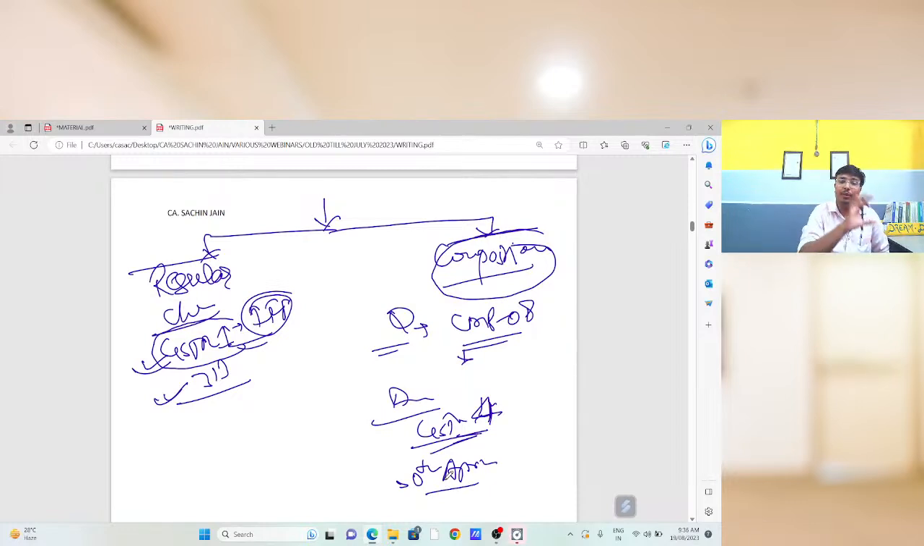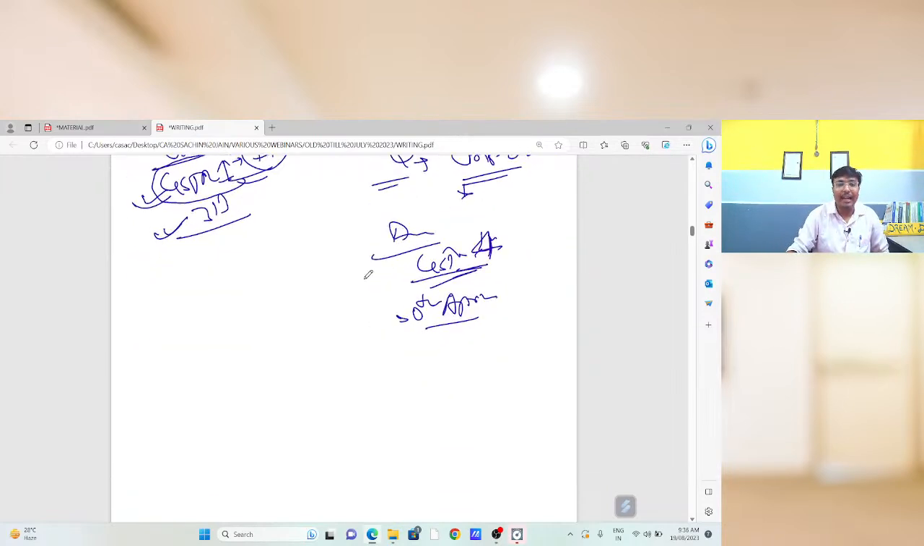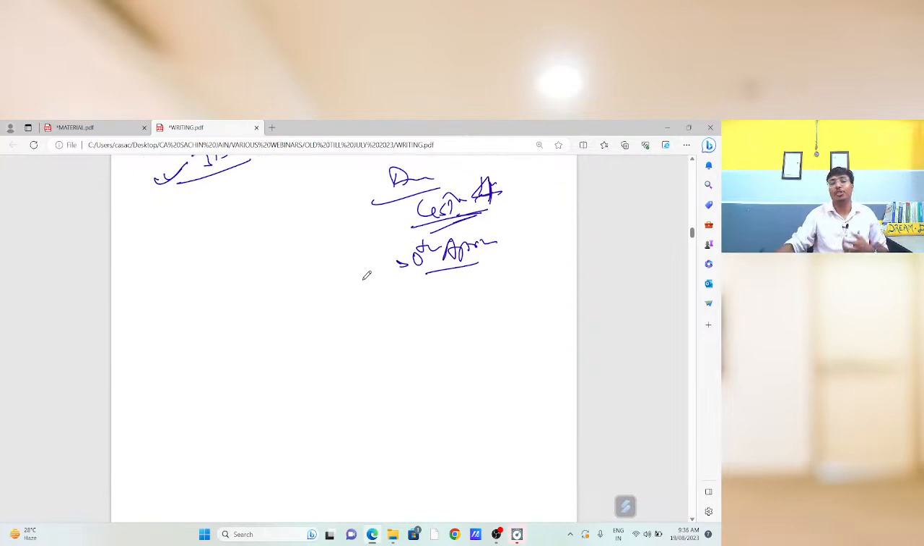Okay, so that is the complete concept of composition scheme. Now we are going to read the same from the language of law. But before proceeding, suppose I am going to register under composition scheme as on 1st April 2022.